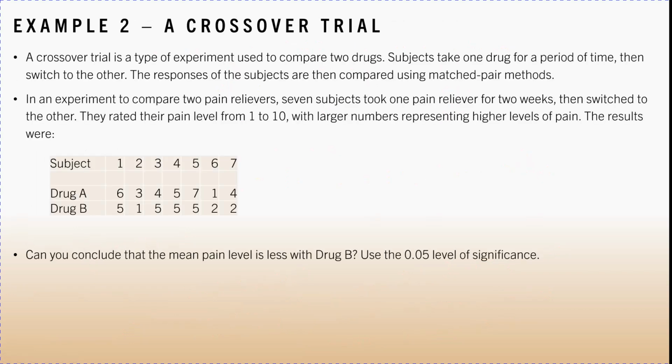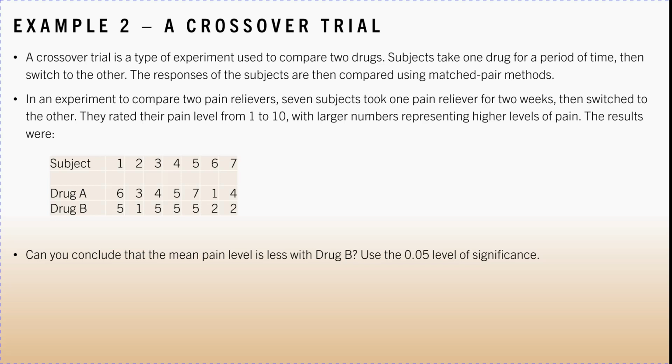Let's talk about something called a crossover trial. Okay. So a crossover trial is a type of experiment used to compare two drugs. Okay, subject takes one drug for a period of time, then switches to another drug. That's the crossover. And the responses of the subjects are compared using matched pairs method, right? Because we have the same patient, but taking two different drugs.